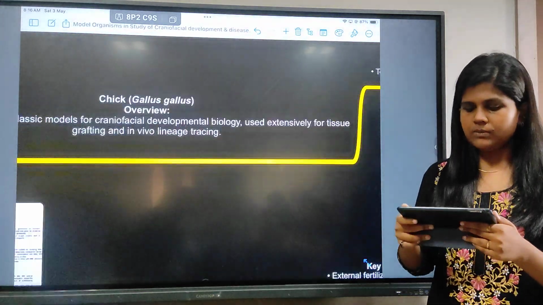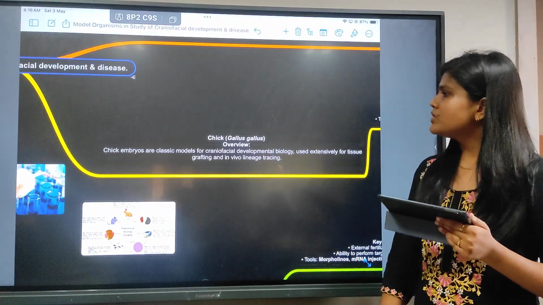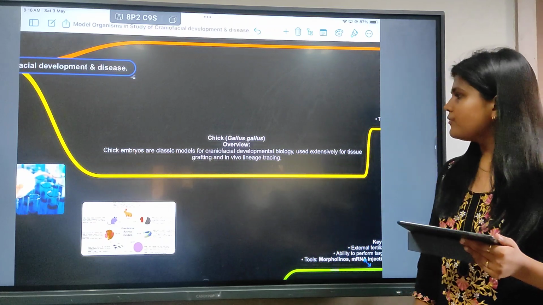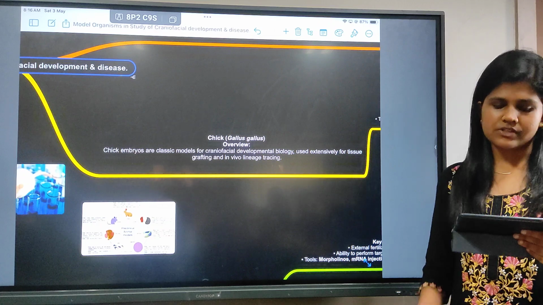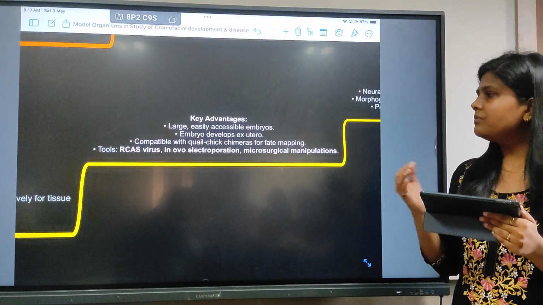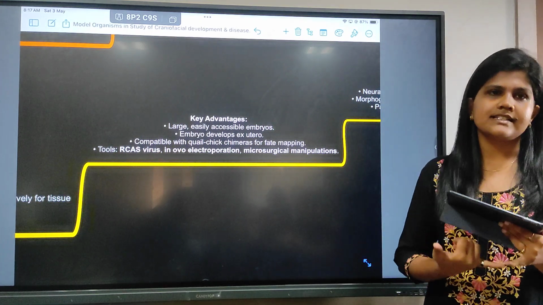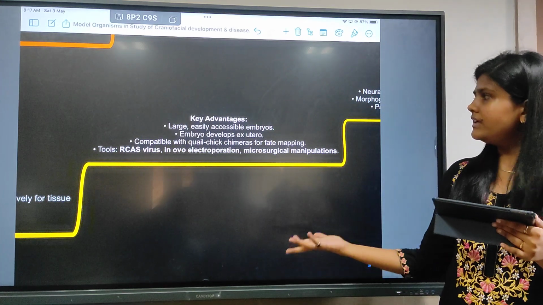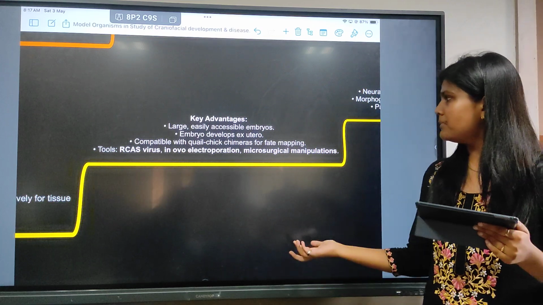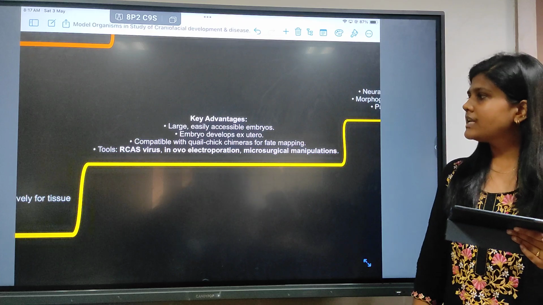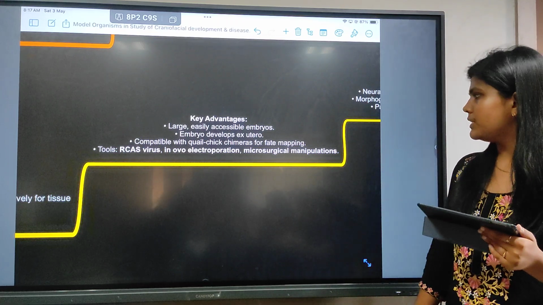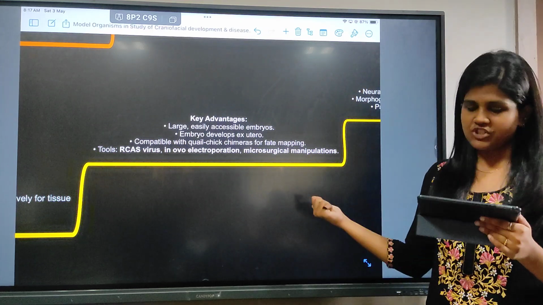Next model we have is the chick, Gallus gallus. Why chicks? They are classic models for craniofacial development, used extensively for tissue grafting and in vivo lineage tracing. Particularly, we use chick for tissue grafting. We use chick because they are large and easily accessible, so you can get them easily, and embryos develop ex utero. They are compatible with quail-chick chimeras for fate mapping. Tools like RCAS virus, in ovo electroporation, and microsurgical manipulations can be easily done in chick embryos.